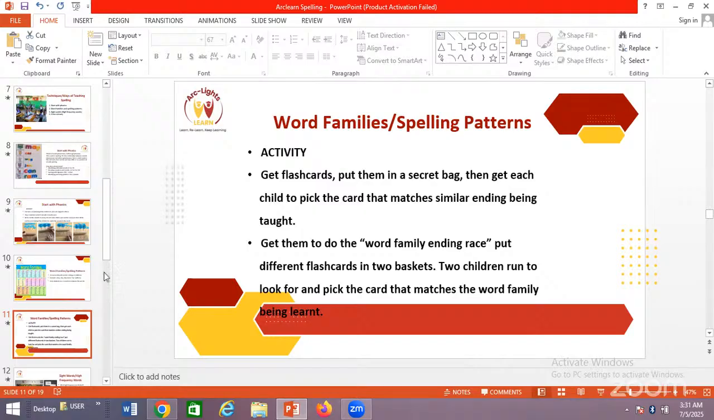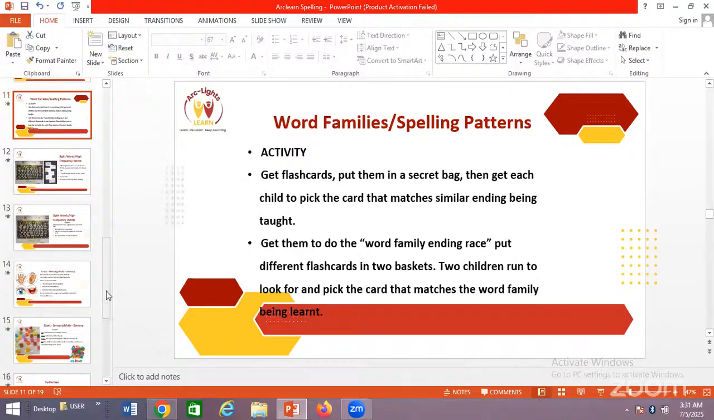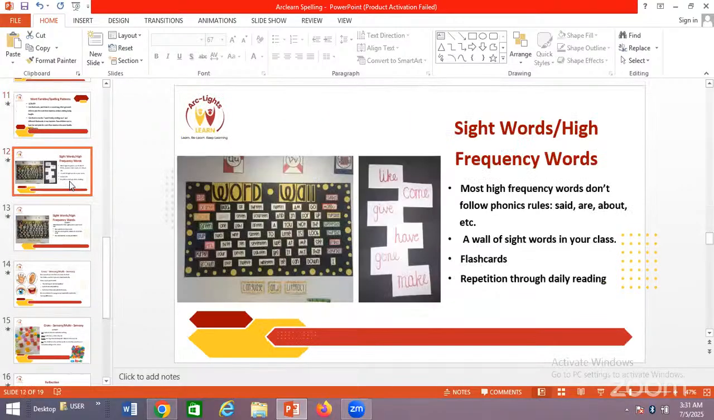I can hear you. So that's an activity you can do with word families. Now let us go to sight words. Sight words are also called high frequency words. They're also called tricky words. Most high frequency words do not follow phonic rules. Words like said, are, about, like, little, laugh, all those words do not follow the phonic rules.